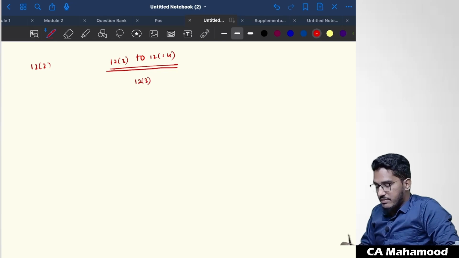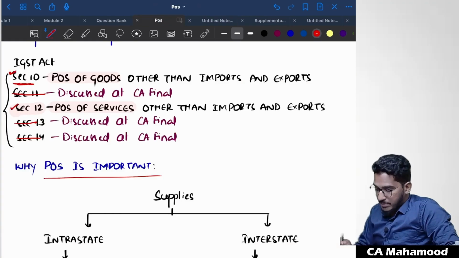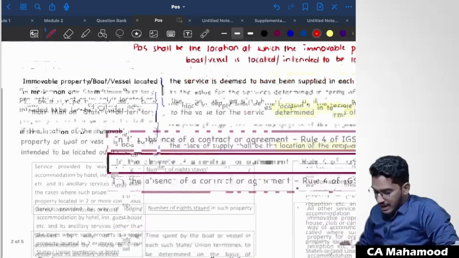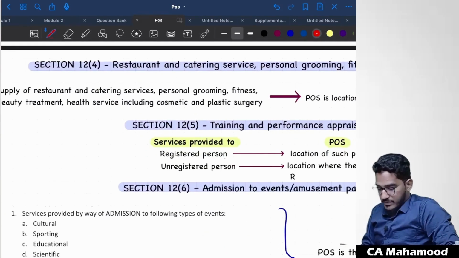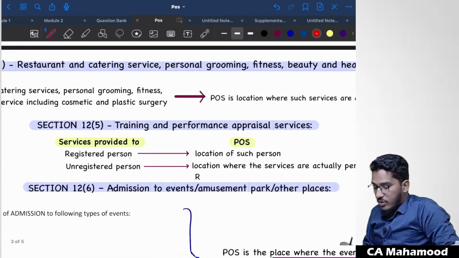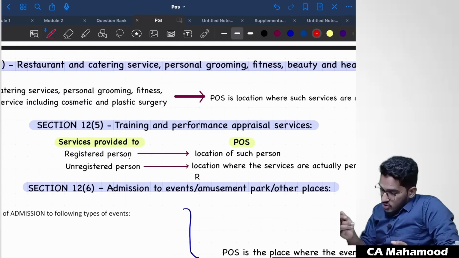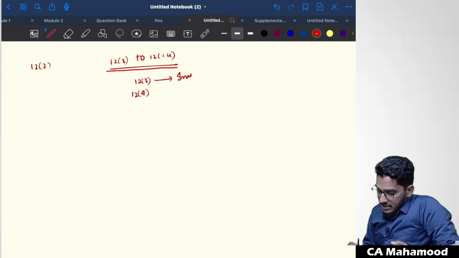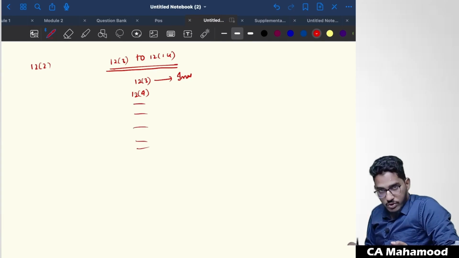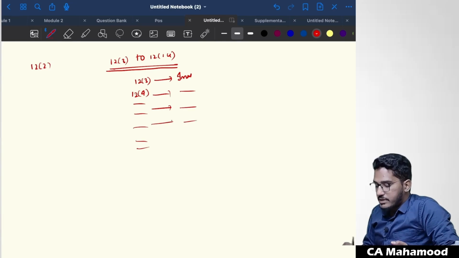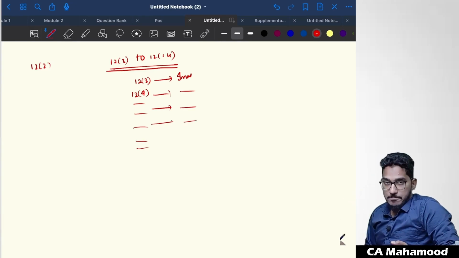Like 12 subsection 3 will be talking about how to determine place of supply in case of services related to immobile property. 12 subsection 4 will be talking about how to determine place of supply in case of restaurant and catering services. 12 subsection 5 will be talking about how to determine place of supply for training and performance appraisal services. So like that, from 12 subsection 3 till 12 subsection 14, each subsection will be talking about a specific kind of service and how to determine the place of supply.